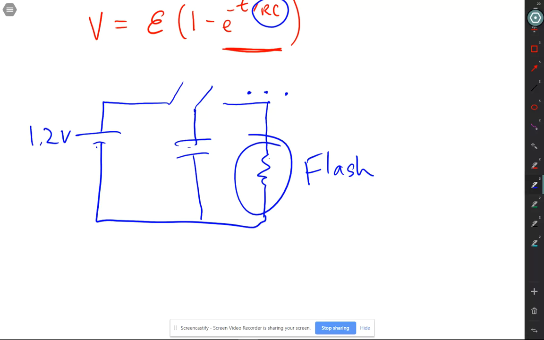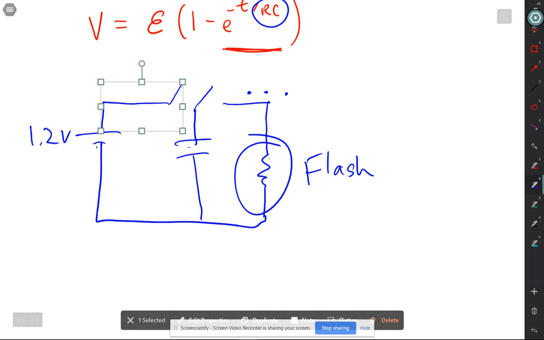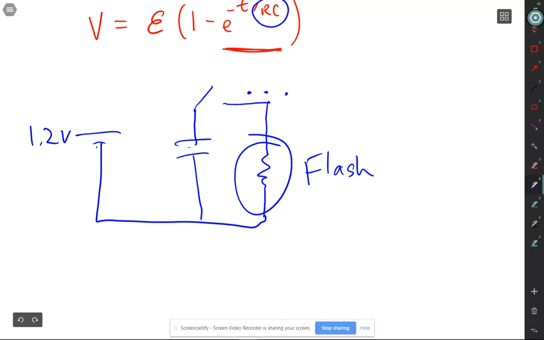First thing we want to do is charge this capacitor. First thing I want to do is charge the capacitor up. And so I have my resistor there. That's my charging resistor. And of course, my flash is my discharge resistor. When I close the switch on the left side, that will charge. So this is the charging configuration.